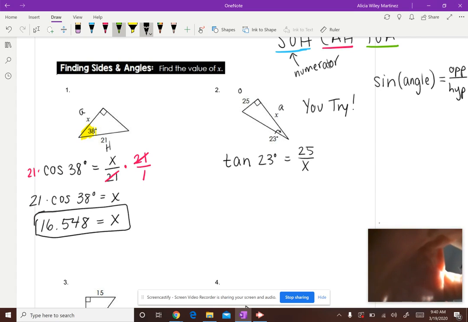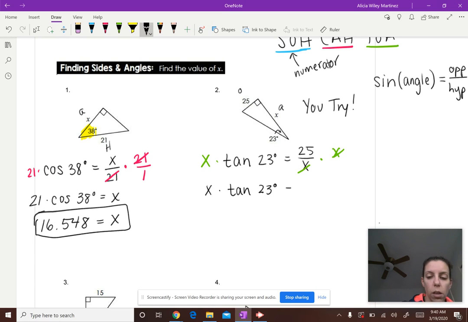Now, you've got to solve for x. You cannot solve for x when x is in the denominator. So the first thing you want to do is get x into the numerator. So I'm going to multiply both sides by x to get it out of the denominator. That's the only way to do it. Imagine over here on the left-hand side, it is x over 1. I'm not going to write that, but that's what we have. So now I have x times tangent 23 degrees equal to 25.